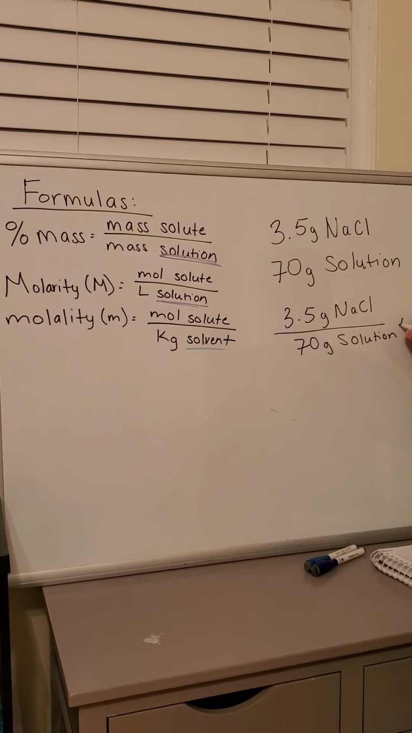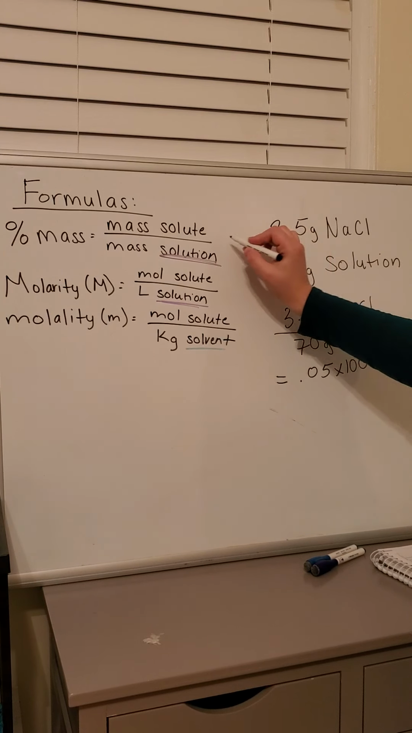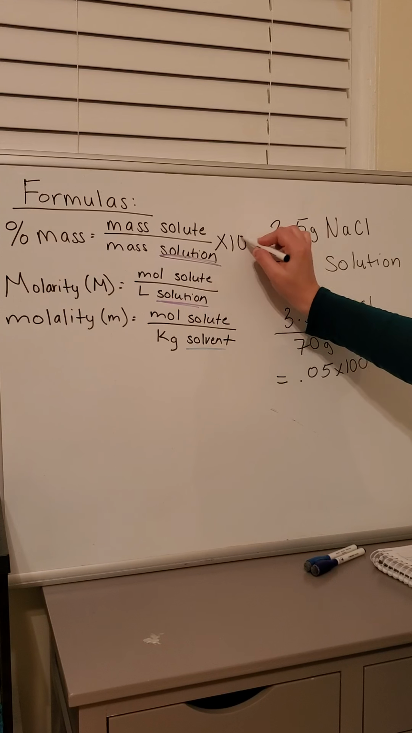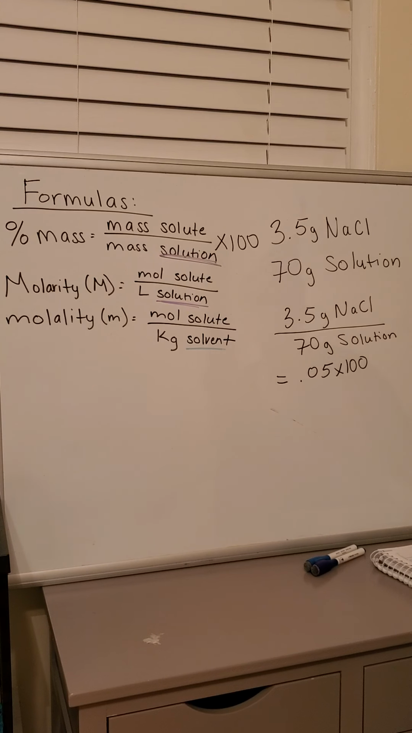Solution, and then you do times, I think that's not showing on the camera. So whatever you get from this, so 3.5 divided by 70 is going to be 0.05. And then you have to multiply by 100 because that is always needed in order to make it a percentage. So when we multiply that by 100, you get 5%.